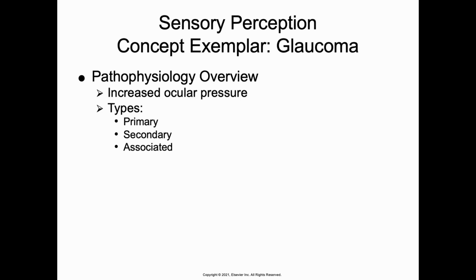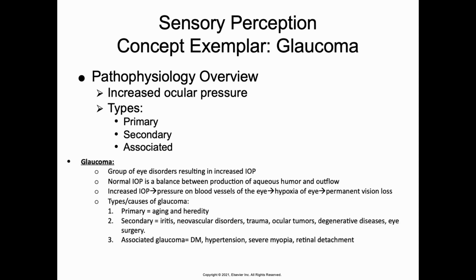All right, next one, glaucoma. This is increased ocular pressure, all right? And there are different types. So you have primary, which is your most common type, and that's from aging, heredity, things like that. And then you have secondary. Remember, secondary is caused by something, like iritis, trauma, ocular tumors, etc. Anything that goes on in the eye.